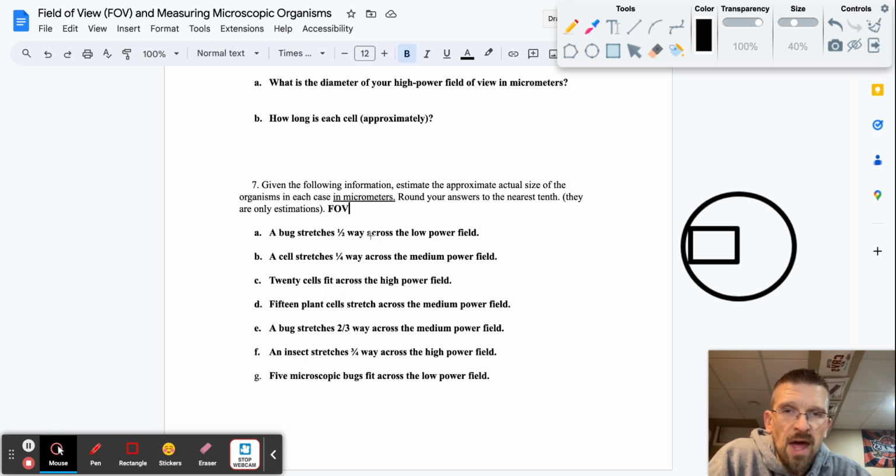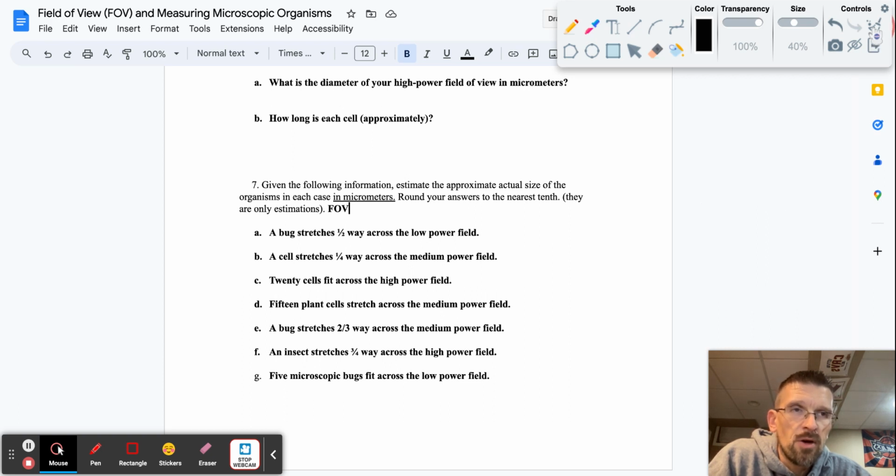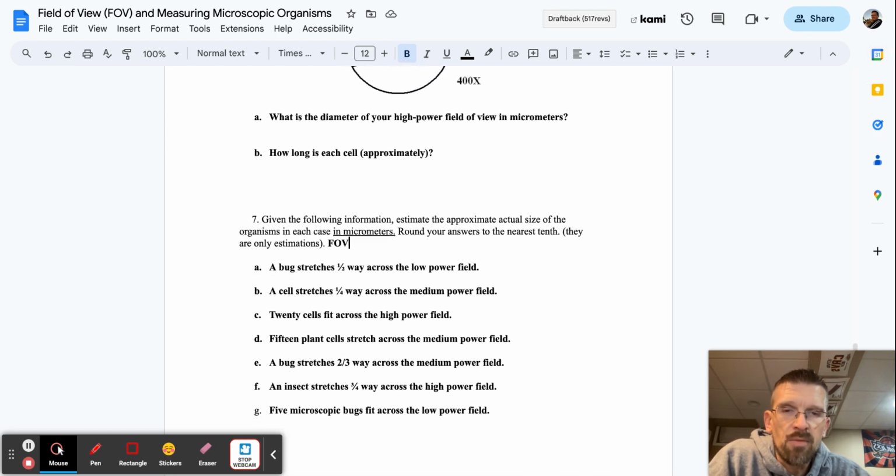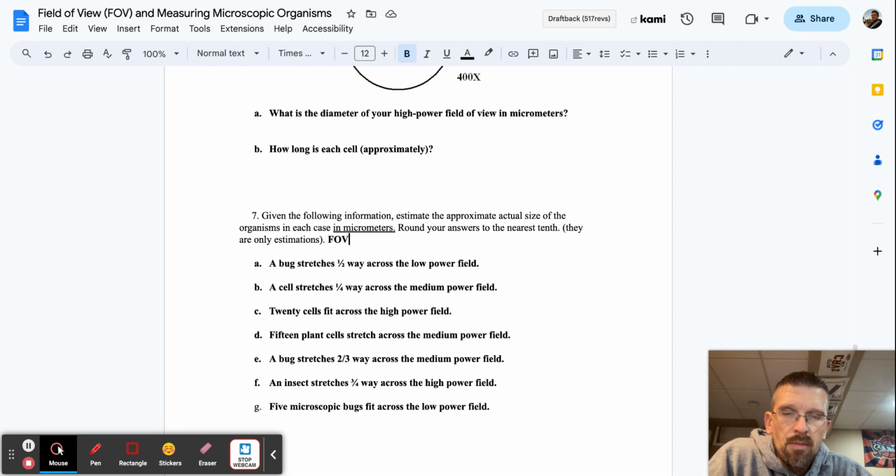All right. So whether it's that way or it says 20 cells fit across the high power field, this one is a bit more direct. So you don't even really need to draw a picture for that one. But if you feel like it's helpful, go ahead and do it. Otherwise, best of luck on this. And again, my hope is to be back with you soon to go over any questions or anything. But do your best, and I will see you soon.